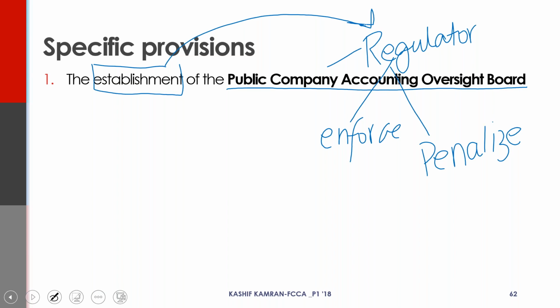Number 2, auditor should review the internal control systems. Now we know when an auditor performs an audit, the auditor does review the internal control systems. Auditors perform tests of controls. That is part and parcel of an audit process. But when Sarbanes-Oxley says the auditor should review the internal control system, it is giving an emphasis that the auditor should review. Should means must, mandatory. Auditors should review the internal control systems.